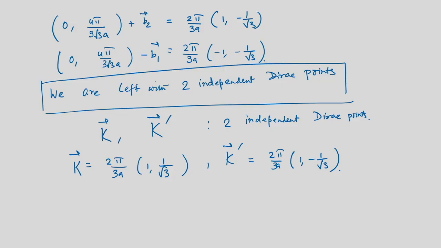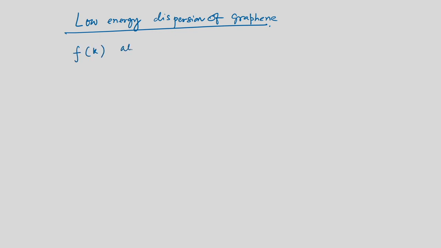Okay? Now, since we have found these points, the Dirac points, we can expand the electronic dispersion about these points. Okay? And when we do that, we now get the low energy dispersion. In order to do that, we basically expand f of k about k or k prime. In principle, we will do it around both. So let's write down a momentum, say q, which is equal to k minus K. Okay. Now this is a momentum variable. Okay. This runs in the Brillouin zone.